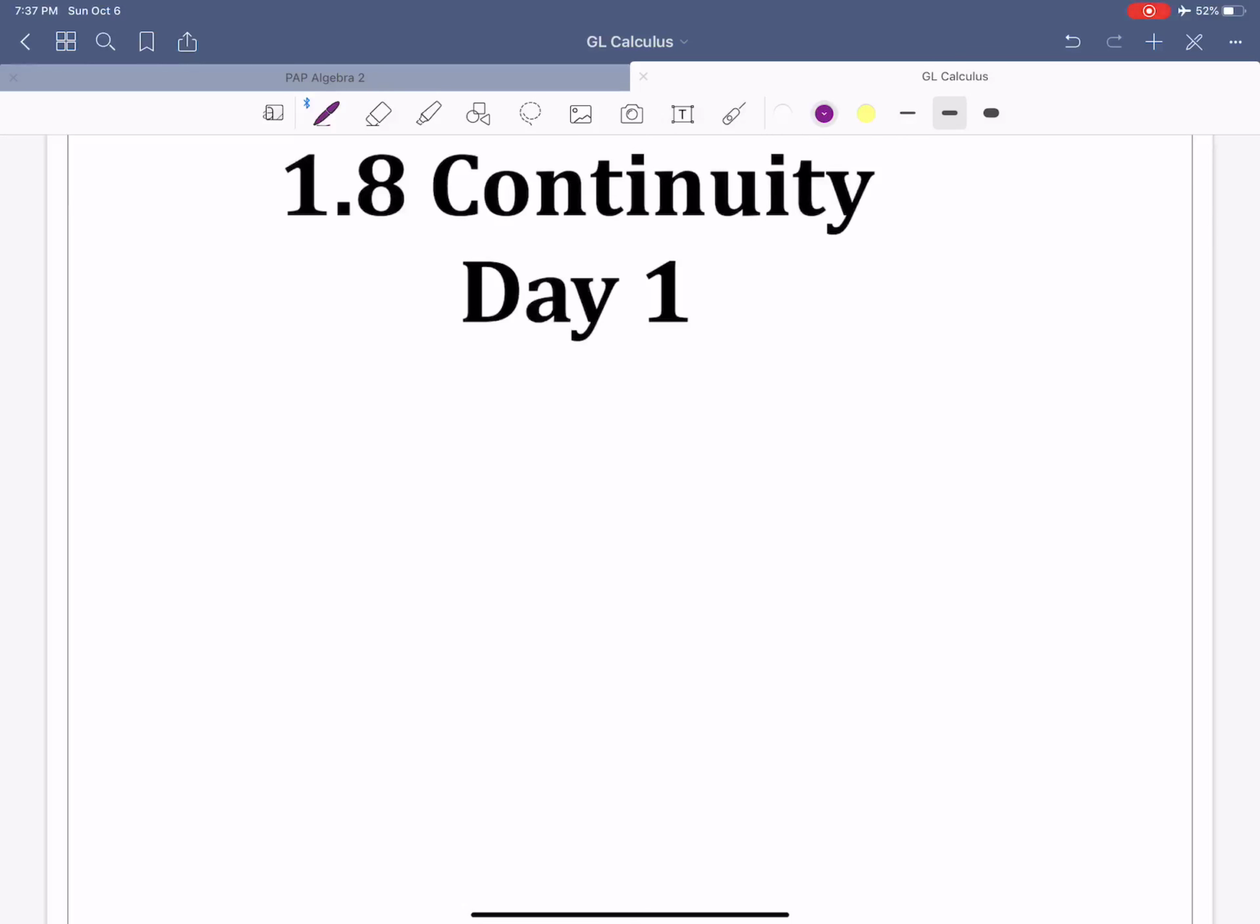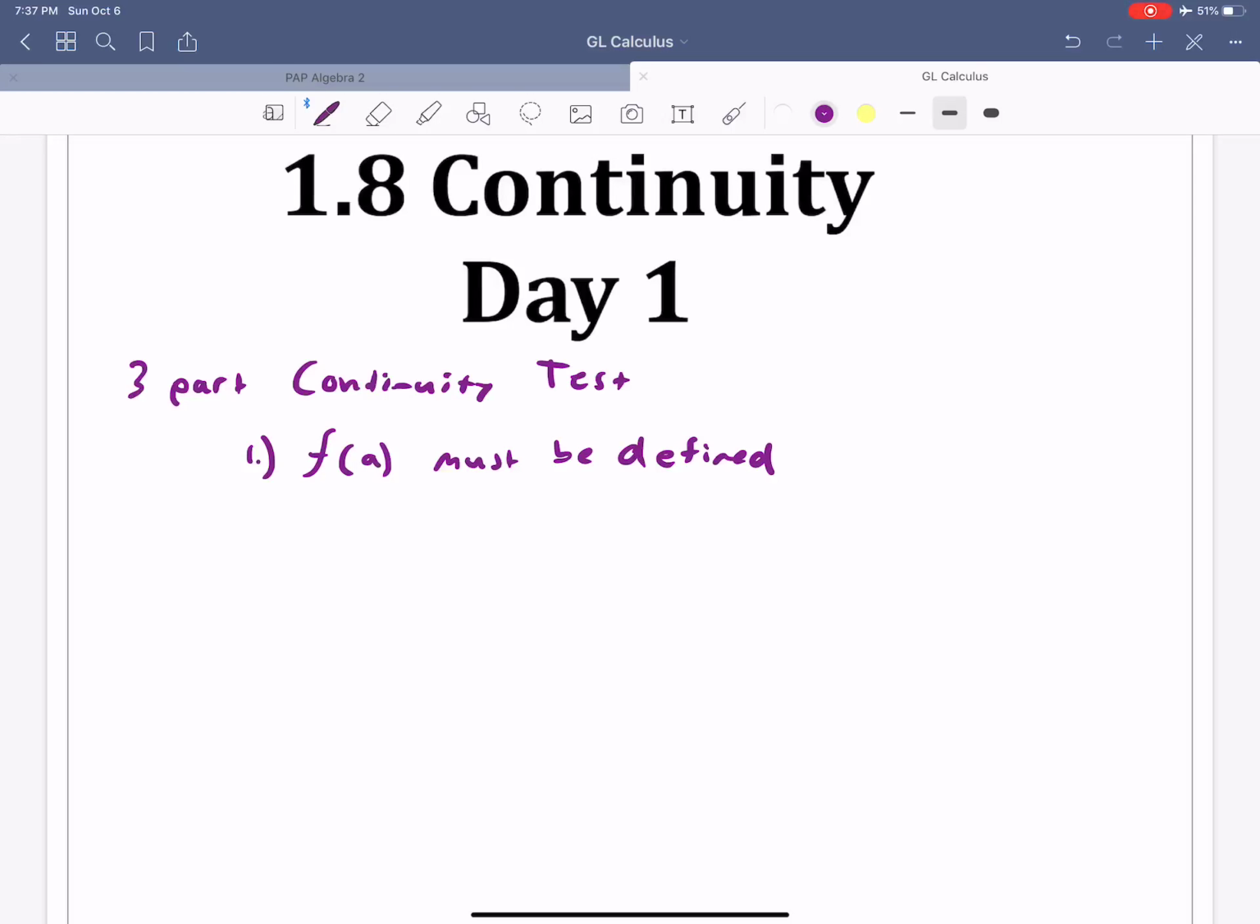There's a three-part continuity test. The three parts are pretty self-explanatory. Part one is you want to see, does the function at a particular value a exist? So it must be defined. For example, if I'm asked to test for continuity at x equals 1, that would mean that f of 1 literally has to exist. When you look at the graph or the function and plug 1 in, you're able to do that.